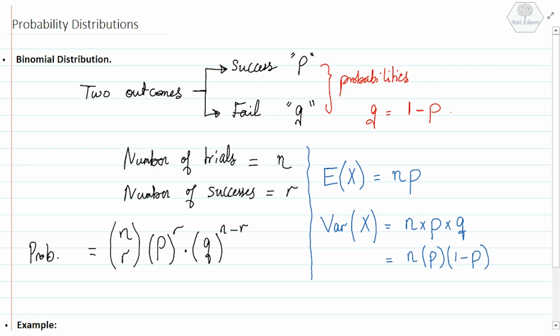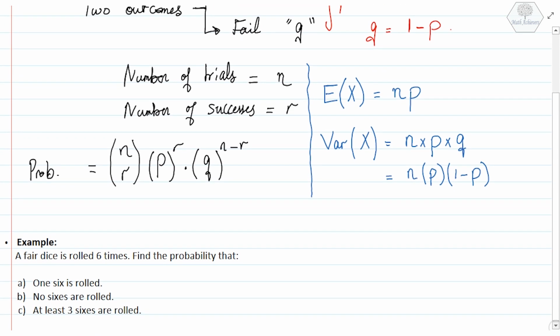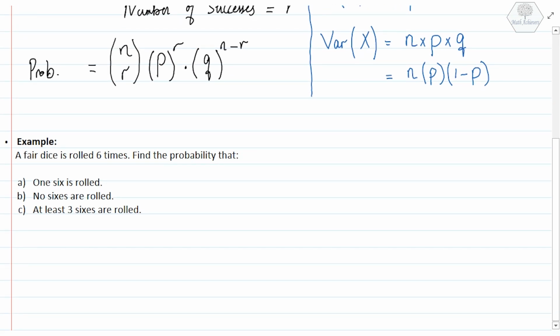This is all we need to know about the binomial distribution. Now we'll have an example and we will be using our graphical display calculator in order to solve it. In our example, we have a fair dice which is rolled 6 times. So the first thing I know from this is that the number of trials, which is n, is equal to 6.